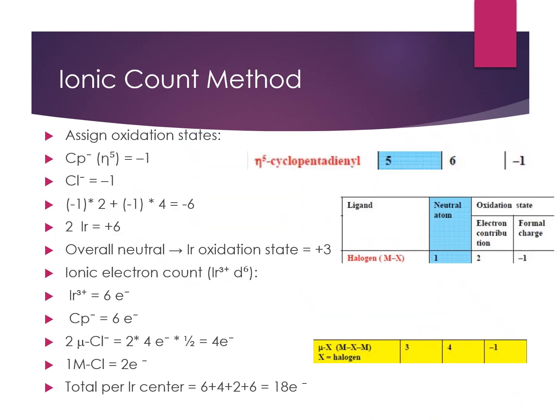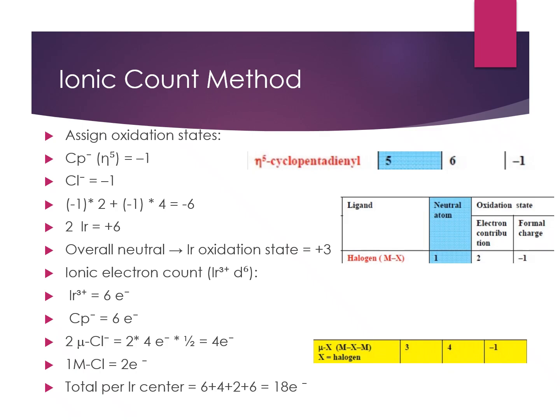And now we're going to do the ionic count for the same coordination complex. First, the oxidation state of the ligands are added up to determine the oxidation state of the two metals. The cyclopentadienyl has an oxidation state of -1, and all the chloride ligands each have an oxidation state of -1. Since there's two cyclopentadienyl ligands and four chloride ligands, that adds up to a -6 oxidation state.